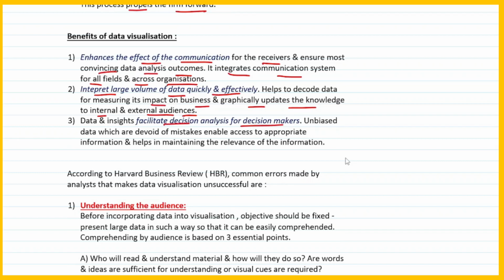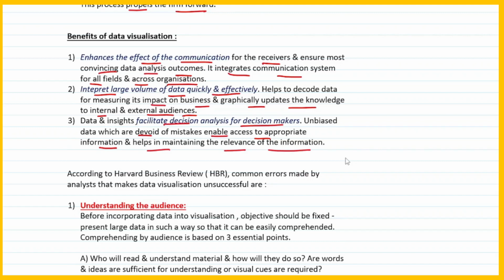Now unbiased data which are devoid of mistakes enable access to appropriate information. Unbiased means what? Something which is not partial to anyone, that is called unbiased, right? So whatever data is existing, that is being shown as it is, and there is no manipulation of data as such. Now if it's unbiased data which doesn't have any kind of mistake, it can ensure that there is an access to the appropriate information and helps in maintaining the relevance of the information. So information that's been given, that is of relevance to whom? To all the audiences of the information, right?